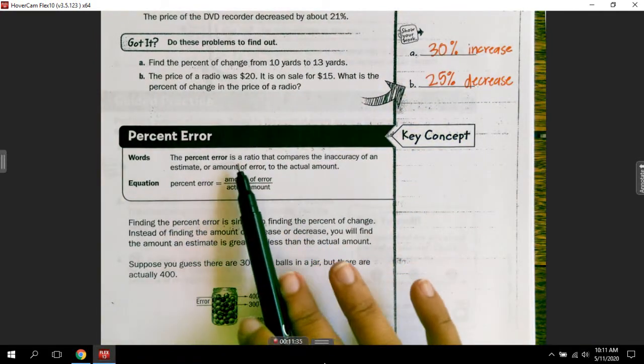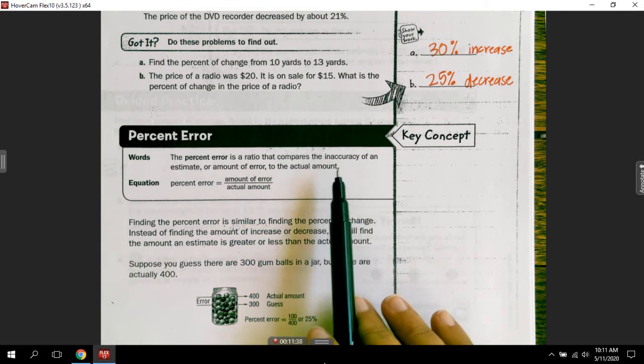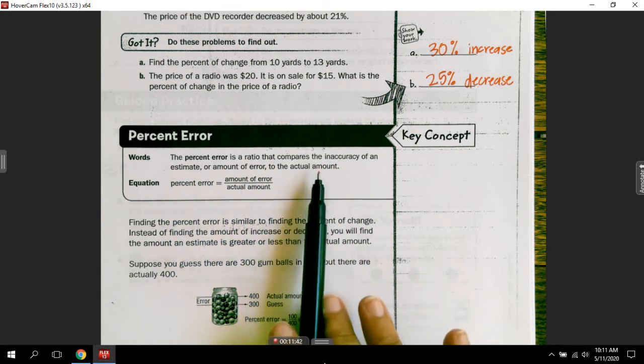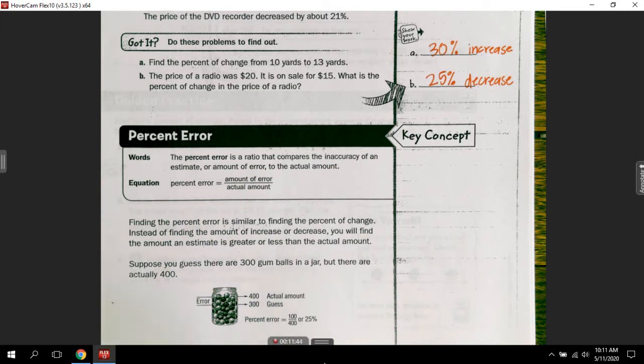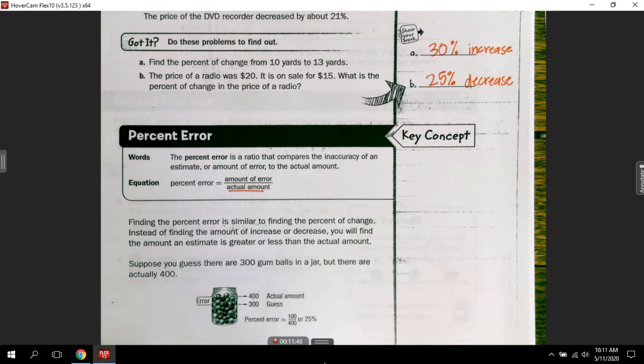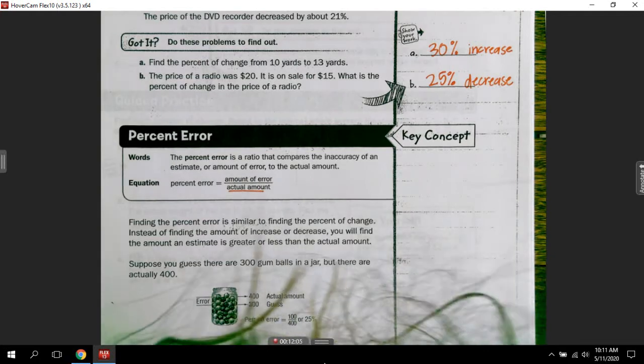The percent error is a ratio that compares the inaccuracy of an estimate or amount of error to the actual amount. So we're still comparing it to the actual or to the original, okay? So actual is always going to be on the bottom, okay? So not the guess. So if I guess 10 and it's 20, 20 is going to be the bottom number, okay? Your guess is never going to be on bottom. So the actual amount is always going to be on bottom, just like your original is always going to be on bottom for percent of change.